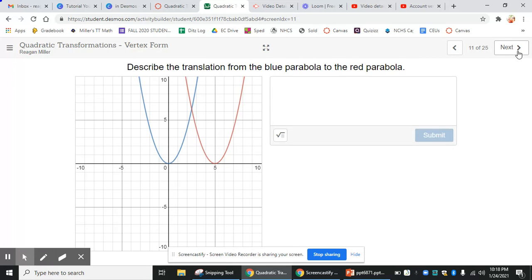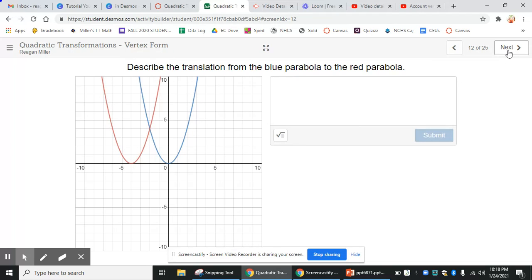You can go through these different practice problems and see what's happening. Just make sure you're paying attention to the direction. It says we're starting from the blue and we're moving to the red. So what direction are we moving? We're moving to the right here.